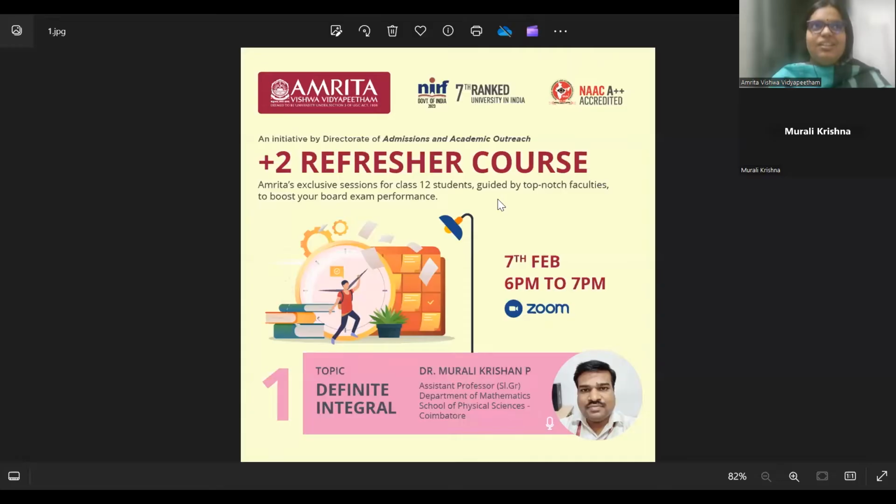To give you an idea about who Murali Krishna sir is: he has completed his BSc in Mathematics, Statistics, and Computer Science. He holds an MSc in Mathematics, and he completed his PhD in Mathematics from NIT Warangal. He has been with Amrita for a long time, guiding PhD students in their projects. His areas of interest are applied mathematics and computational modeling. Really happy to welcome you, sir, to today's session.